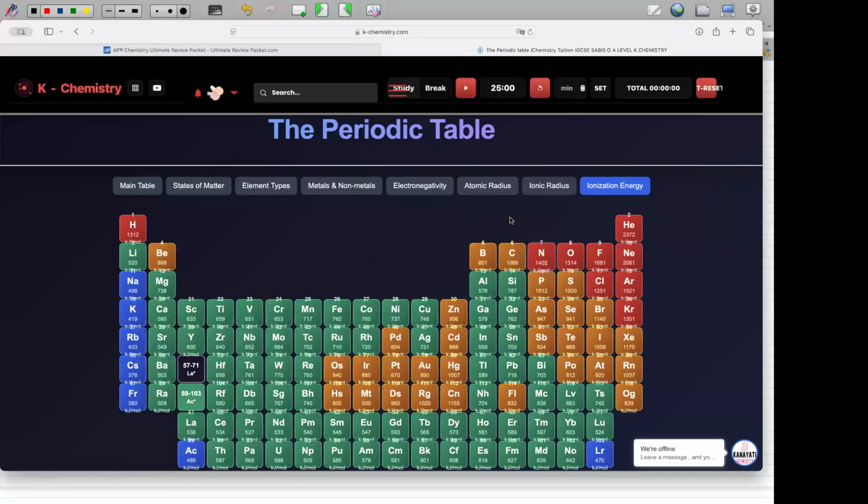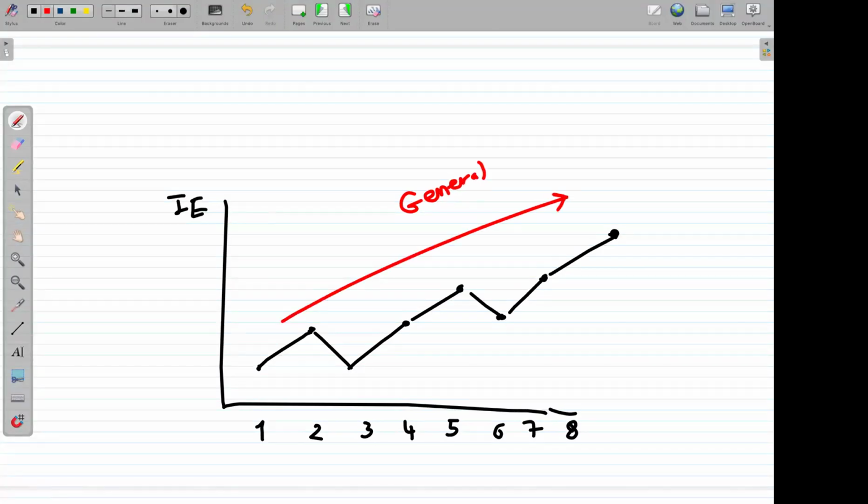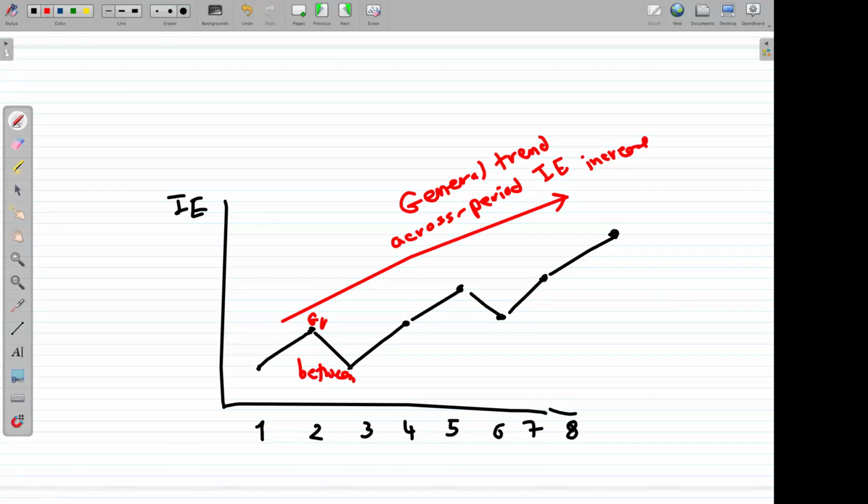Then what happens from 5 to 6? Group 5 to 6, from nitrogen to oxygen, it drops. Then from 6 to 7 increases. 7 to 8 is increasing. So the general trend is that it is what? Increasing. The general trend is saying that across the period, the ionization energy increases, except in two places, which is between group 2 and group 3, and one more time between group 5 and group 6.